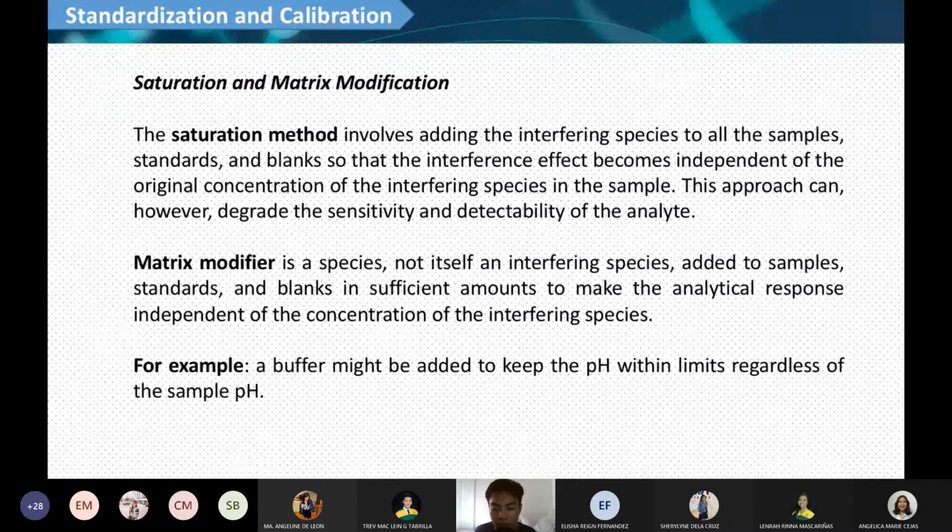For the matrix modifier naman, what happens here is that you suppress your interferences so that they will not give off signal. Okay, so these are chemicals that suppress the interferences so they will not give off any signal.